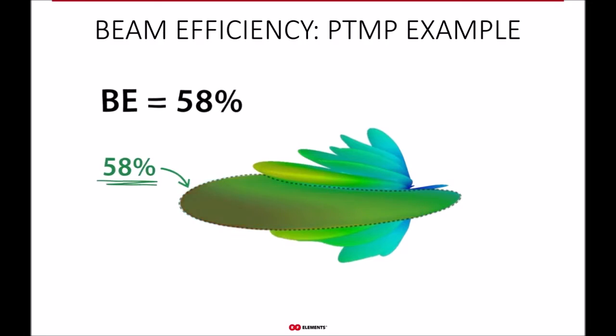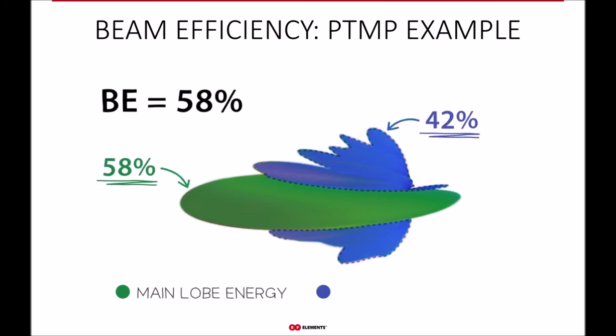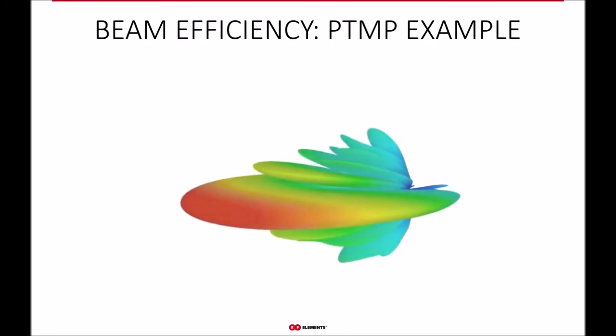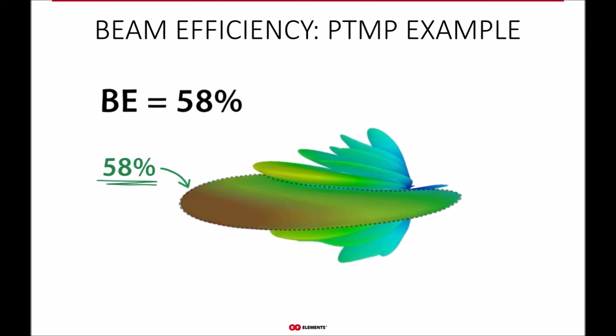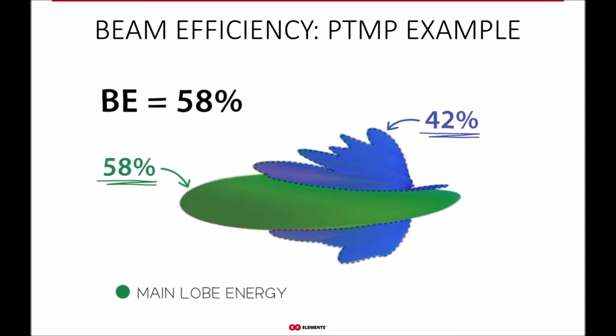So to give you a particular example, this is the radiation pattern of a generic patch array antenna. So if its beam efficiency is 58%, the 58% of the energy the antenna radiates is in the main lobe, where we want it. And the remaining 42% therefore must be in the side lobes, which is completely undesired. And note that all the side lobes are highlighted.